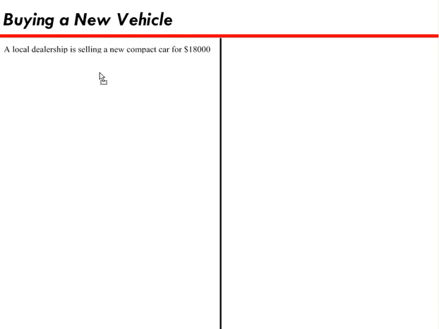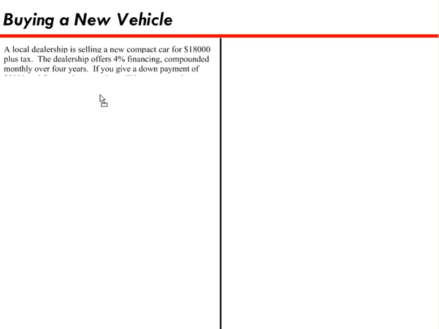A local dealership is selling a new compact car for $18,000 plus tax. The dealership offers 4% financing compounded monthly over 4 years. And if you give a down payment of $3,000 and finance the rest, what will be your monthly payments?